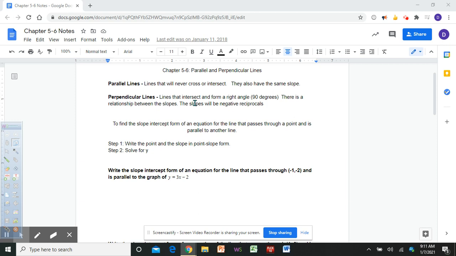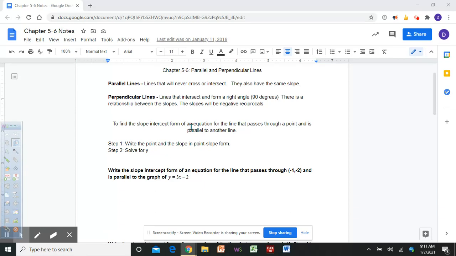Hey guys, today we're going to be talking about chapter 5-6, which is on parallel and perpendicular lines. So we're going to be using the formula we just talked about, y minus y1 equals m times x minus x1. And we're going to be using that to find parallel and perpendicular lines.